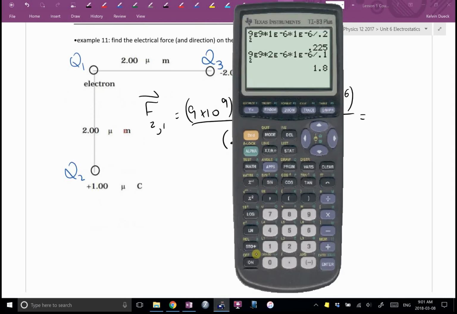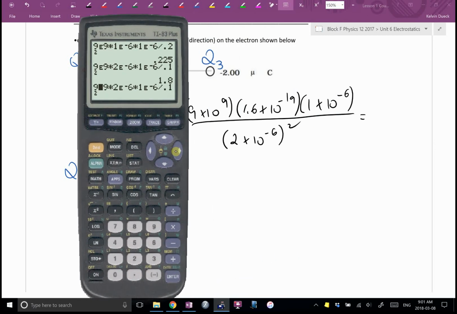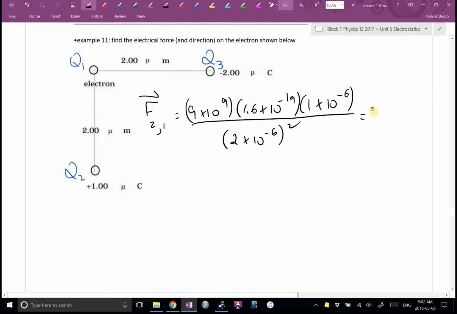Let's see. You know what? I can backspace and just edit some of this, can't I? It's going to be 1.6 times 10 to the negative 19, 1 times 10 to the negative 6, divided by 2 times 10 to the negative 6 squared. Do y'all get 3.6 times 10 to the negative 4? Yes? Units, Sarah? It's a force. Did you say newtons?